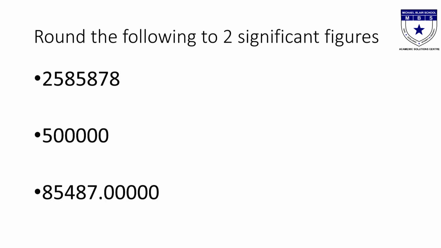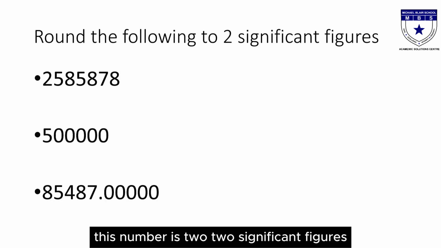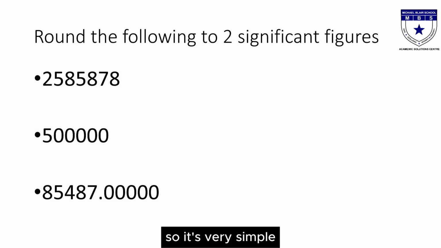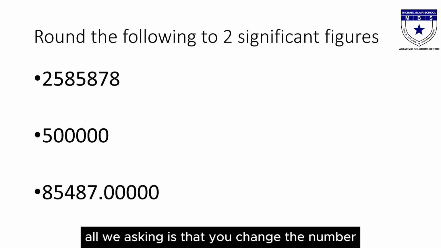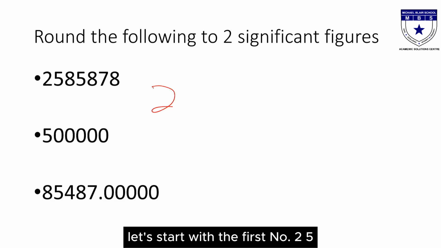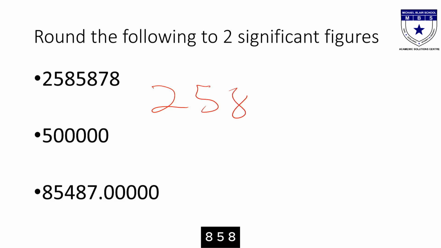So round off these numbers to two significant figures. It's very simple. All we are asking is that you change the number. Let's tackle the first number, 2585878.